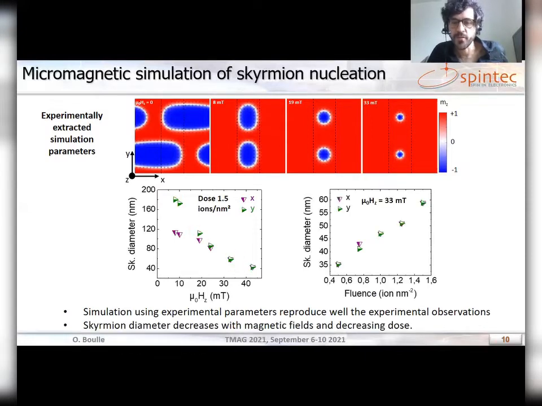We have also studied the influence of the irradiation fluence on the skyrmion diameter. The larger the fluence, the larger the skyrmions, which can be explained by the reduced domain wall energy at larger fluence, due to the reduction of the perpendicular magnetic anisotropy and the DMI in the irradiated part.